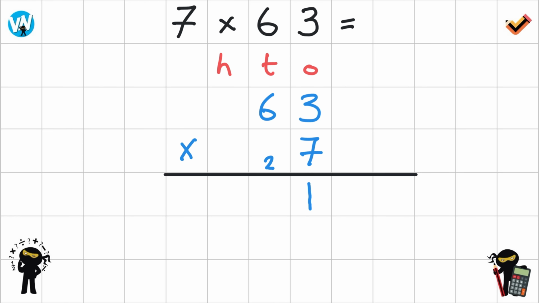7 times 6 is 42. Add 2 is 44. So again, we would put the 4 in, carry the 4. There's no other calculation to do, so anything remaining just drops down. And we very quickly get ourselves to 441 as an answer.